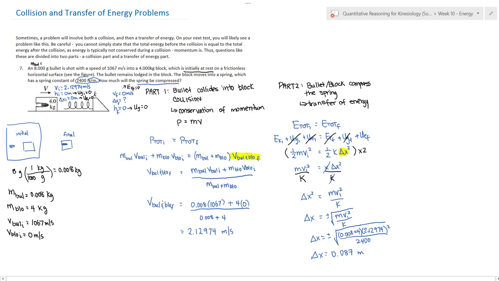All right, so I hope that helps. I know this is a really challenging problem because there are two parts to it. Essentially, there's two questions in one here. You need to recognize that for questions like this, there's both a collision involved and a transfer of energy, so you have to divide the problem up into two parts. Okay, so make sure that you're able to do questions like this. Redo this question on your own and make sure you're okay with it before your test.